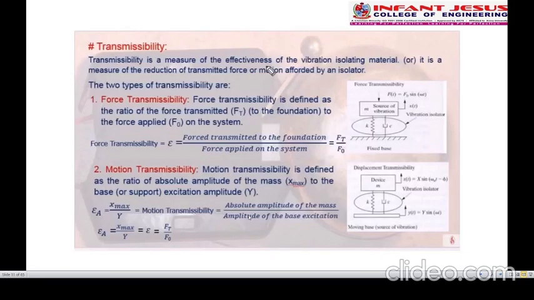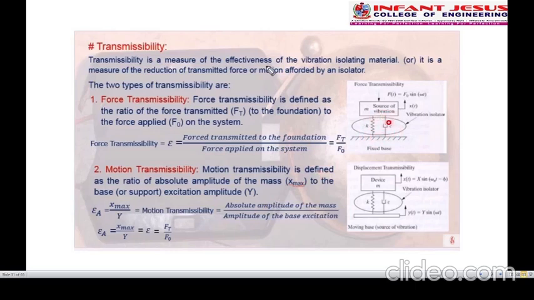So the next topic is transmissibility. Transmissibility is the measure of the effectiveness of the vibration isolating material. Or we can say that it is the reduction of the transmitted force afforded by an isolator.